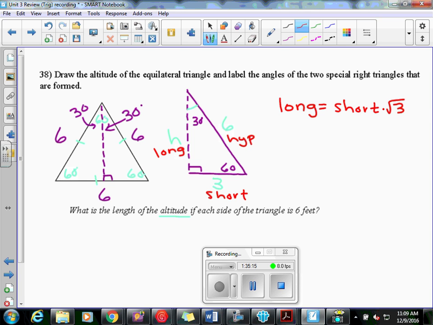Now you're going to substitute in here. What is the long leg in the picture? It's h, so that's your altitude. What's the length of the short leg? 3. And you're going to multiply that times the square root of 3. So there's your answer. The altitude of this triangle would be 3 times the square root of 3.